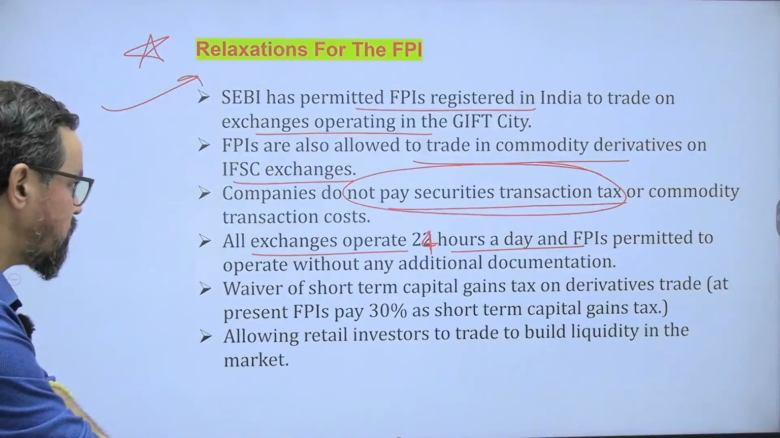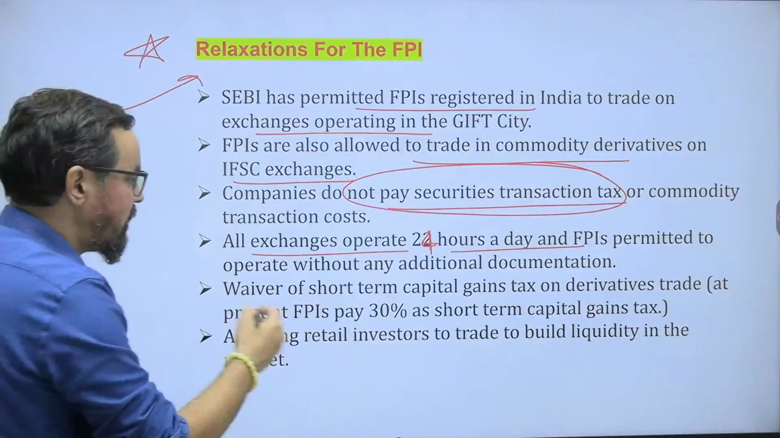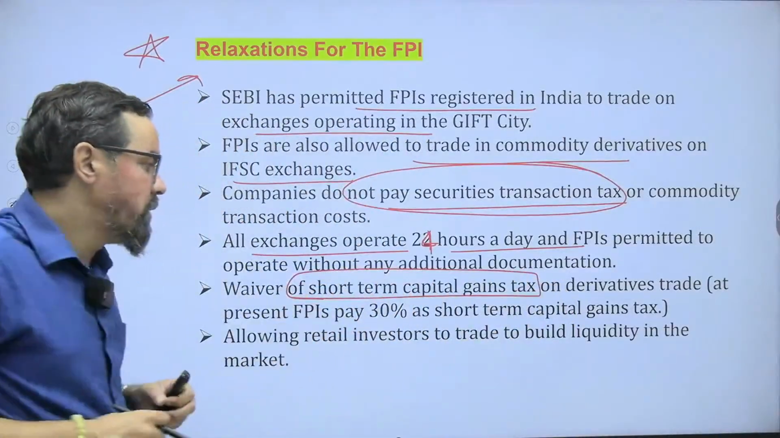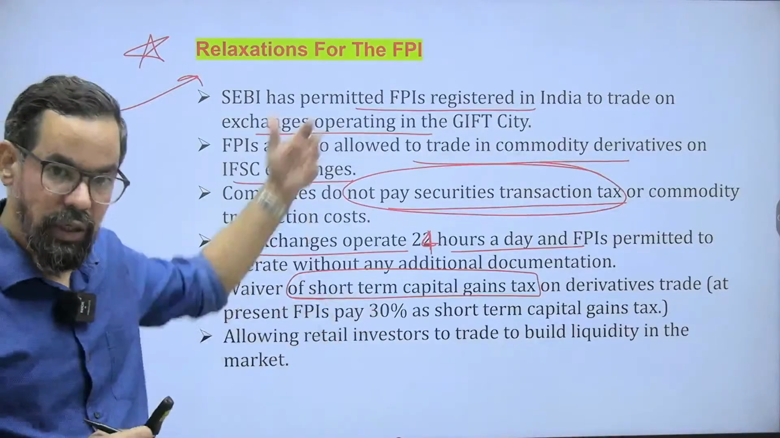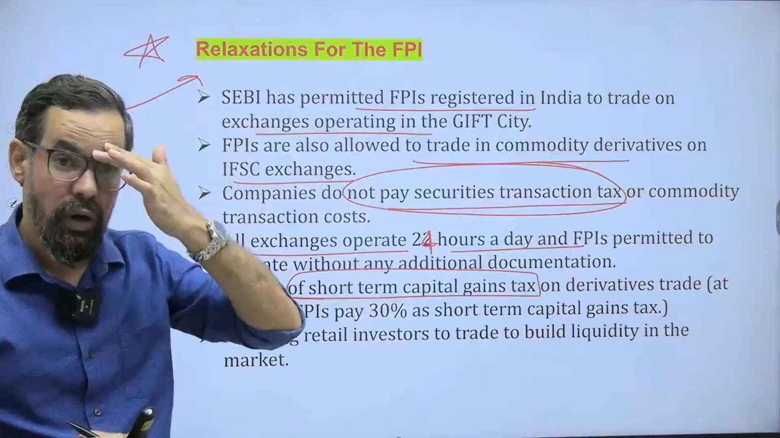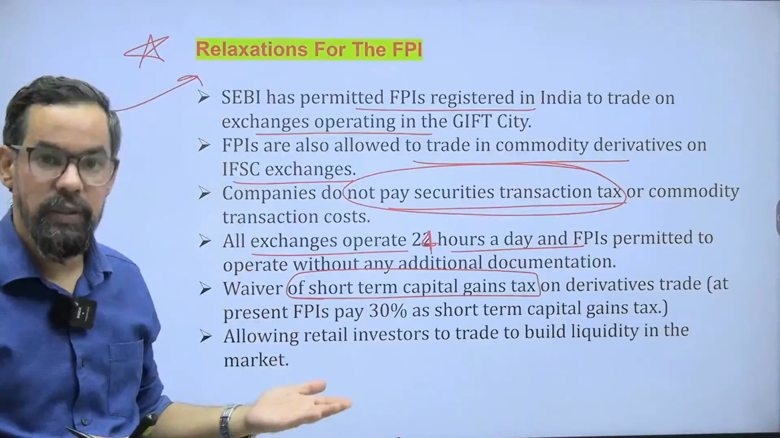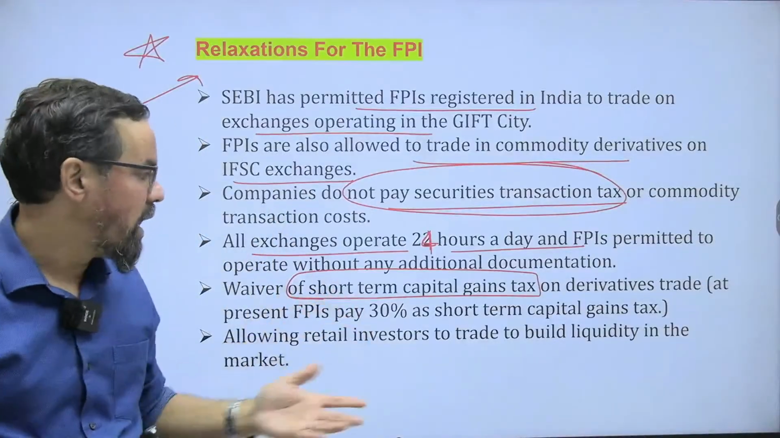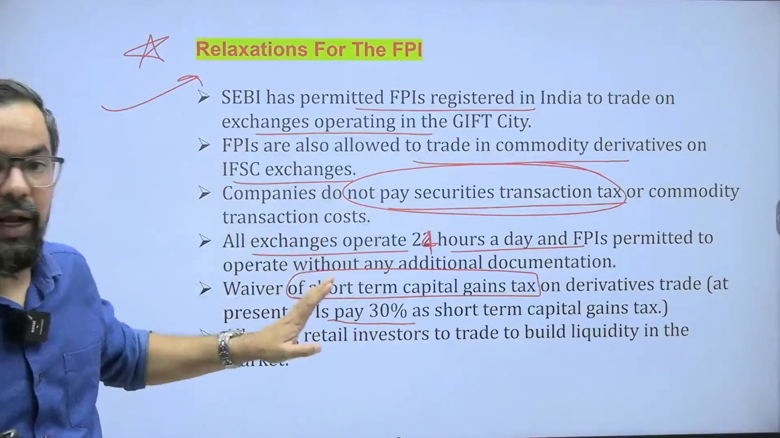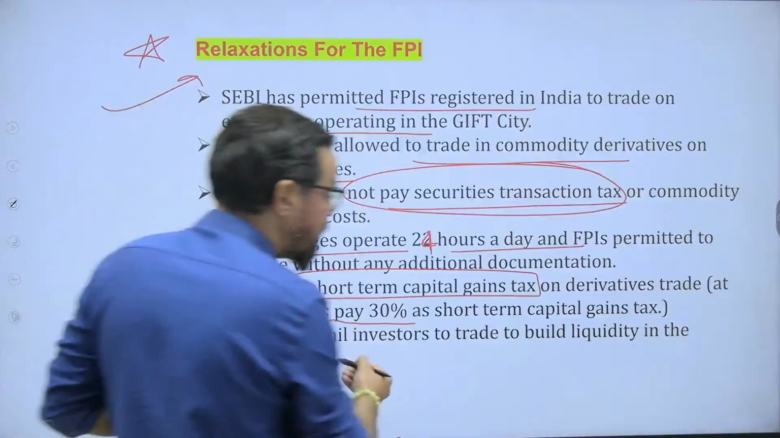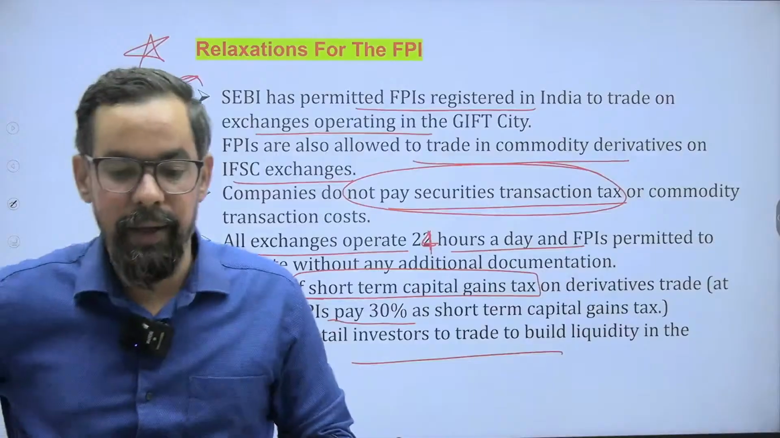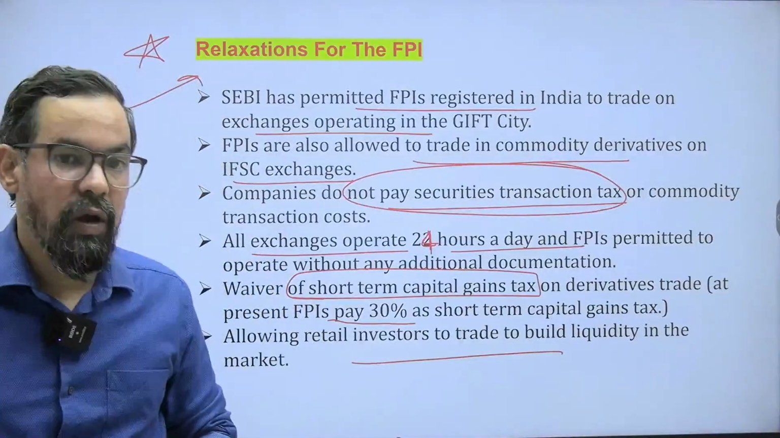Then waiver of short-term capital gains. This is another plus point, which generally attracts FPIs toward the IFSC. So, waiver of short-term capital gains. In the normal market it is, I guess, 30%. If you trade in this particular one, you do not have to pay that. Allowing retail investors to build liquidity and diversification as well. Correct. So these are some guidelines toward the FPI.